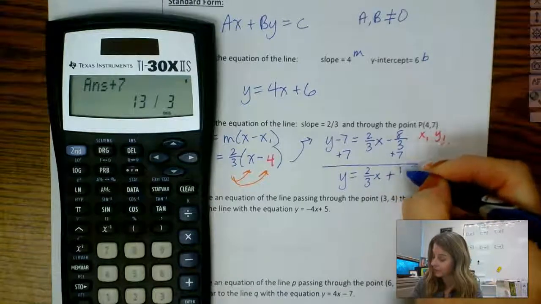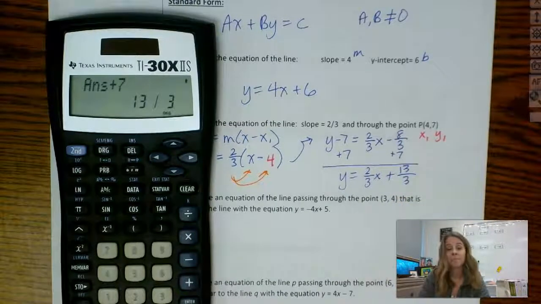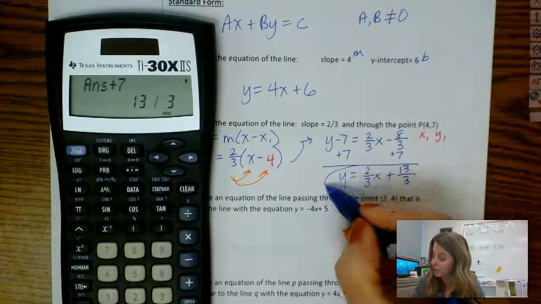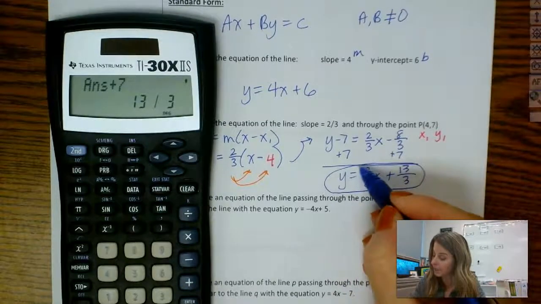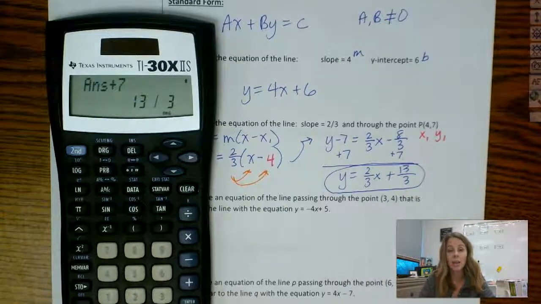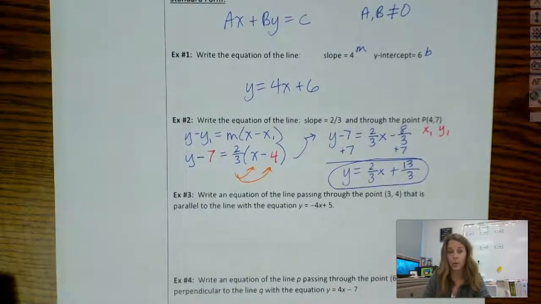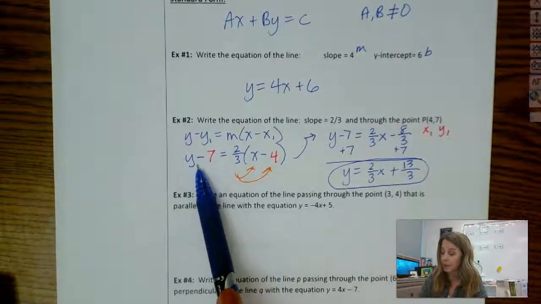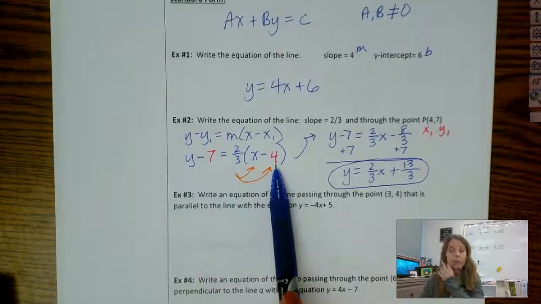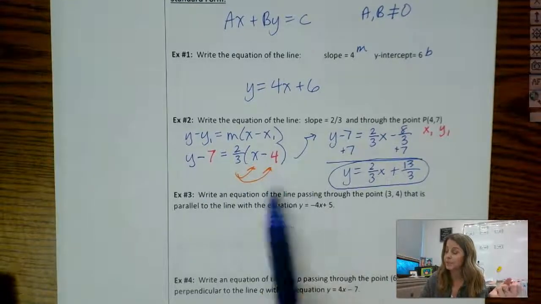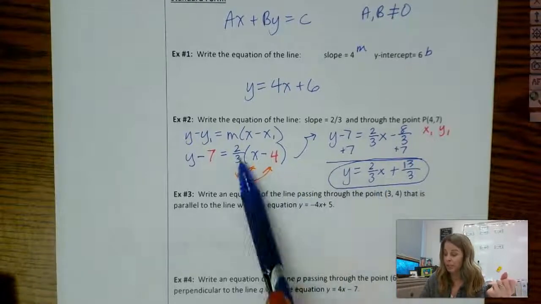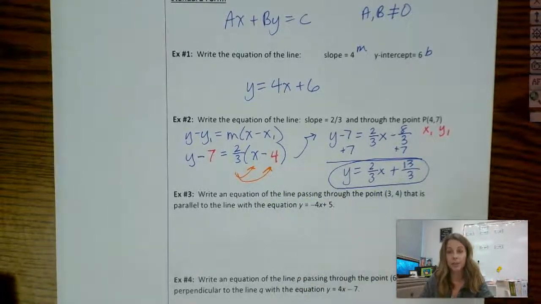That gives 13/3. Now, you can certainly do your fractions by hand. That is just fine. You'd have to get a common denominator over to the side and then work through your math that way. So I've got the equation of the line. If I wanted to just stop at point-slope, or maybe the directions said write it in point-slope form, I would do this. But on all these examples, I'm going to convert to slope-intercept because I want you to get practice on that.